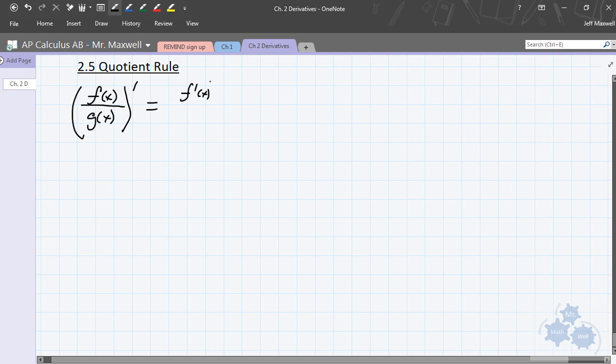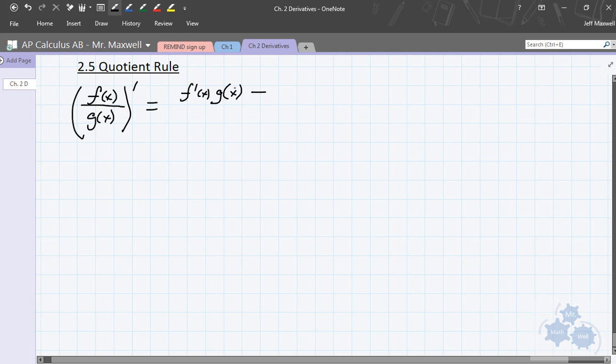So the derivative of the top, so here's the top one, times the bottom. Just like in the product rule, we have derivative of one and then the non-derivative of the other. Same thing for quotient rule. Derivative of the top times the bottom. But then instead of plus with product, it's minus, which makes sense, right? Quotient would be minus. So we're going to subtract now.